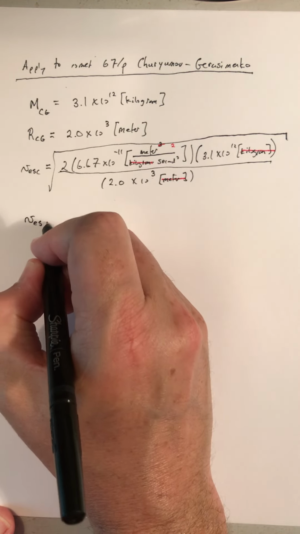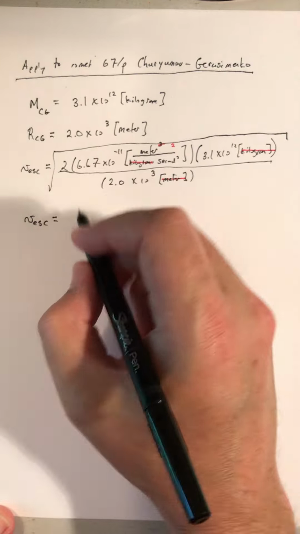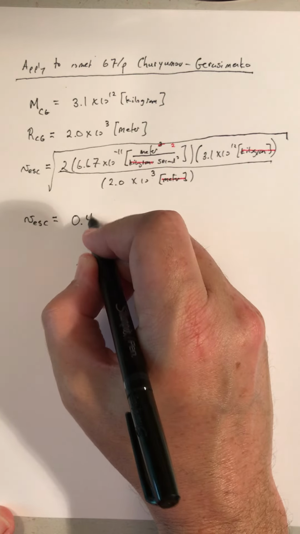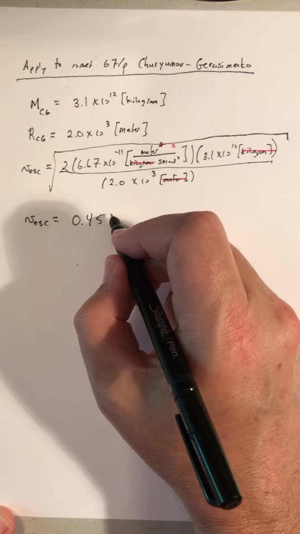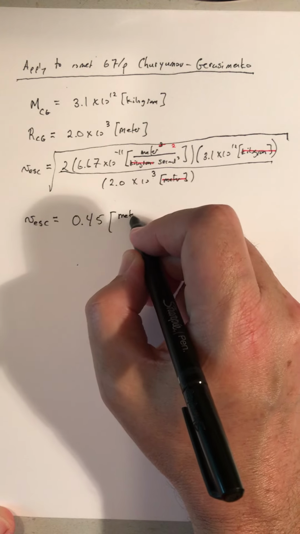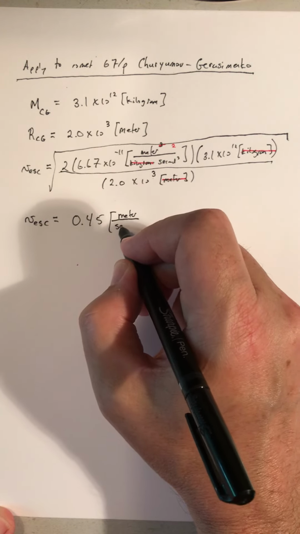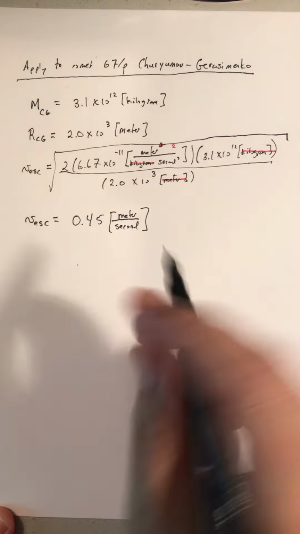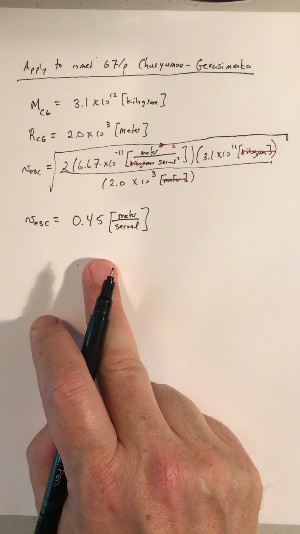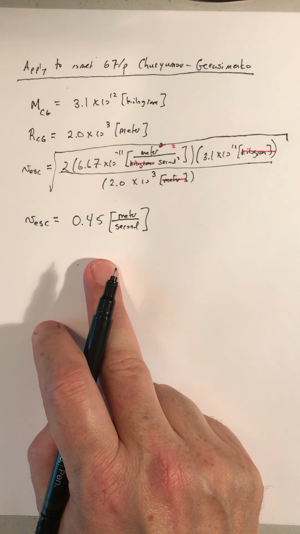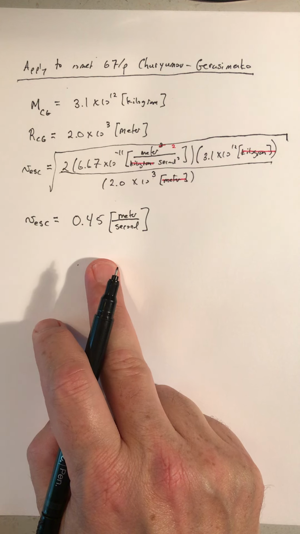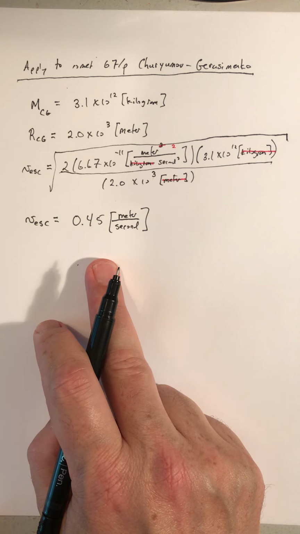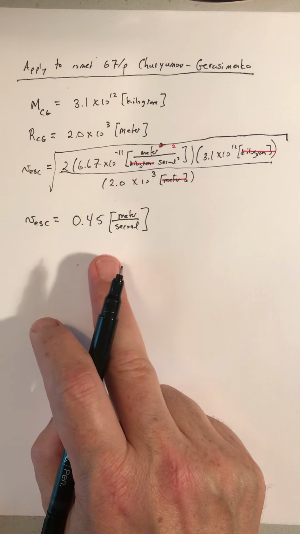And you go through and calculate that, and you'll find the escape speed is 0.45 meters per second, which is an escape speed you can attain. With a decent jump, you would have a speed greater than that, so you could jump off of comet Churyumov-Gerasimenko and never come back.